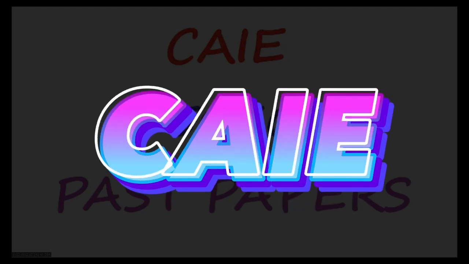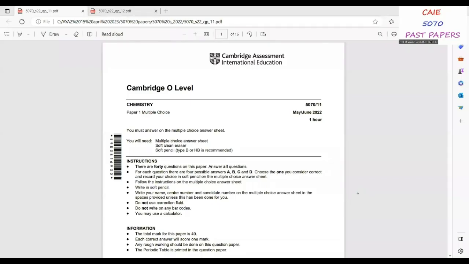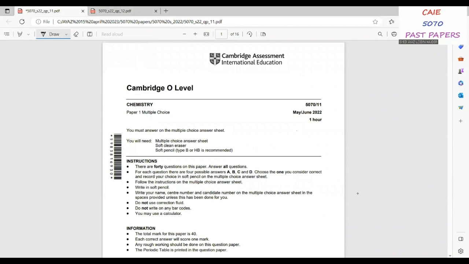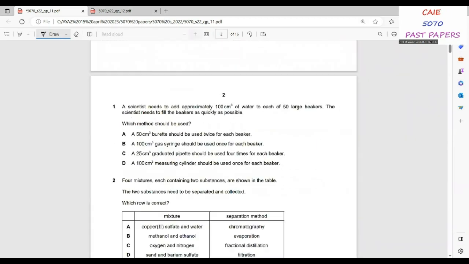In this video, I'm going to talk about CAIE 5070 past papers, and this time I have selected the paper May-June 2022 and the version is 11. I'm not going to read the instructions as you all are clear about the instructions. This is paper number 11, May-June 2022. It's a multiple choice paper.